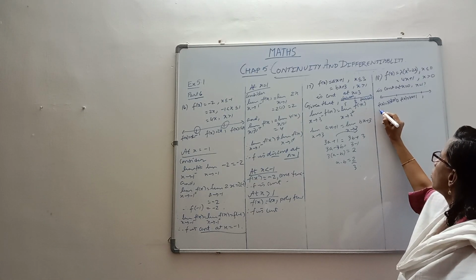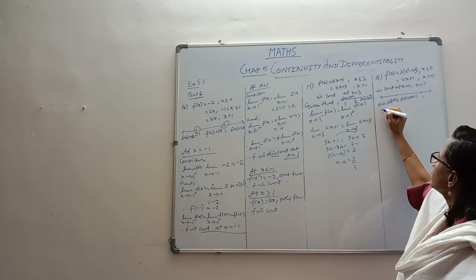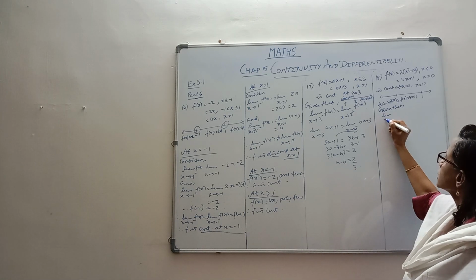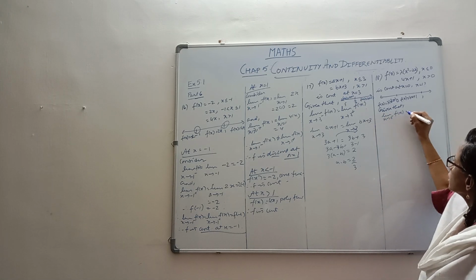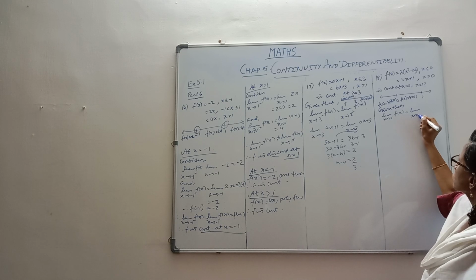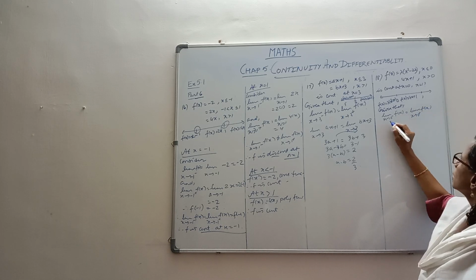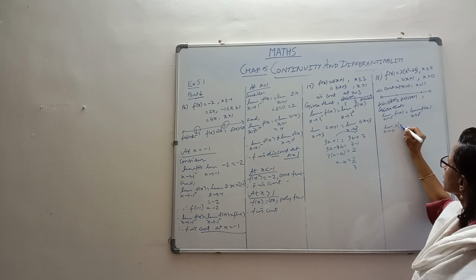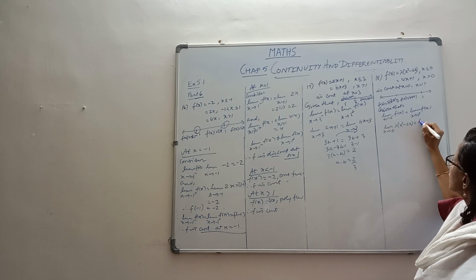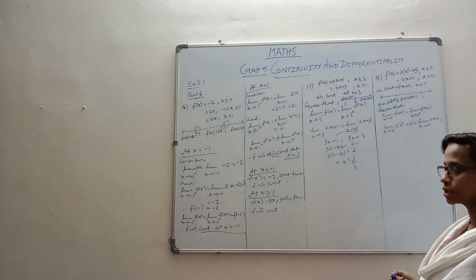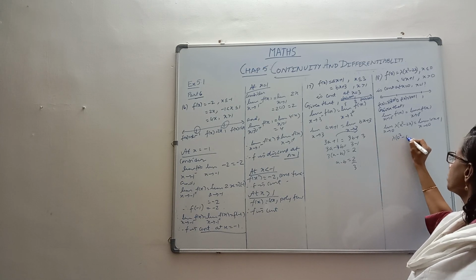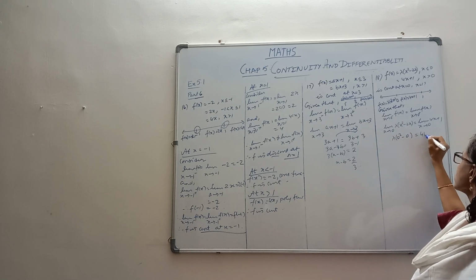They have given that limit as x tends to 0 minus f of x is equal to limit as x tends to 0 plus f of x. Here 0 minus means it is lambda times x squared minus 2x, and 0 plus means it is 4x plus 1. So let's go for the substitution. X tending to 0, very close to 0, can be 0. So lambda times 0 squared minus 0, and here 4 into 0 plus 1.